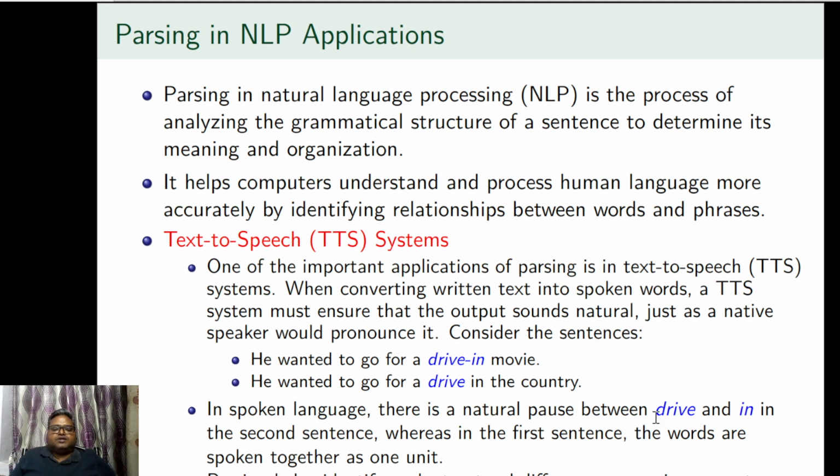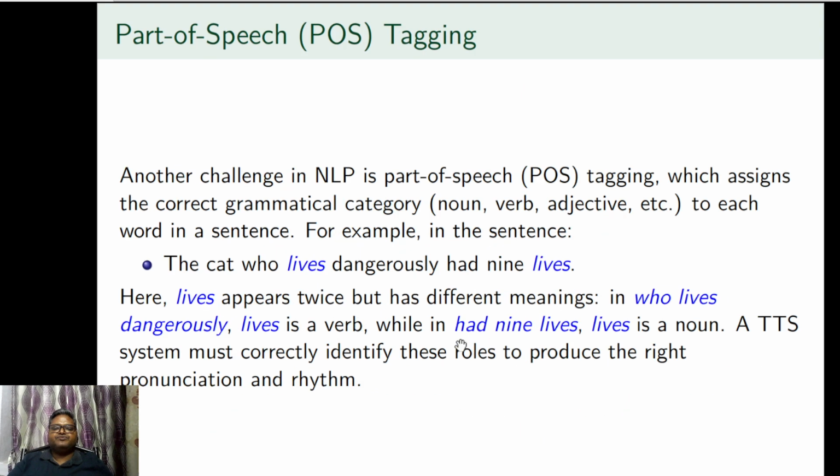Now, if you see, for example, a text-to-speech system. Let us say there is a sentence. When we write, we can use "drive-in," but when we speak, we say "he wanted to go for a drive-in movie" or "drive in the country." A drive-in movie means where the people will come in a vehicle and see the movie. So when we write, we can differentiate it. But even when we speak, we should be able to distinguish between those two sentences. Ambiguity.